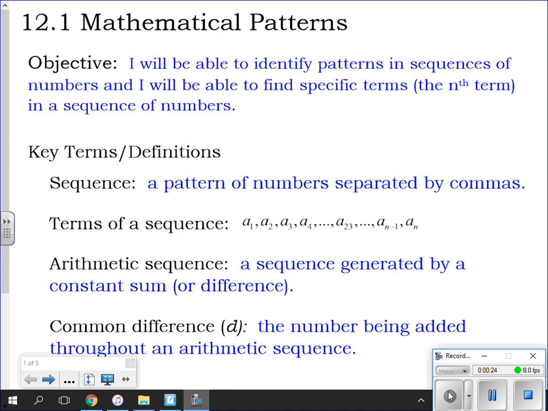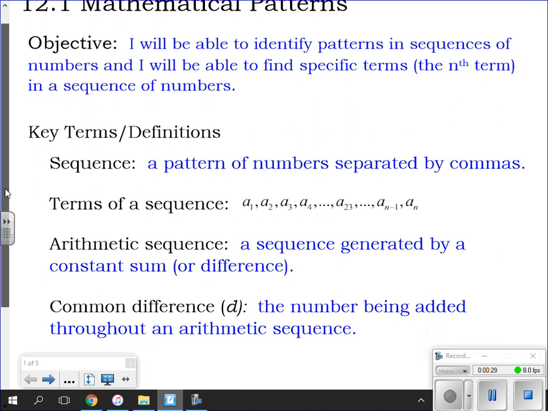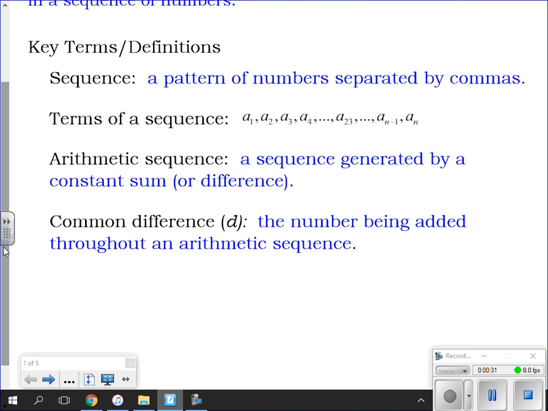So a sequence is a pattern of numbers separated by a comma. Terms of a sequence: we use the same variable for every term in the sequence. How do we separate which ones they are? We use subscripts. A sub 1, A sub 2, A sub 3, A sub 4. So A sub 1 is the first one, A sub 2 is the second one, A sub 3 is the third one, and so on and so on. A sub 23 is the 23rd one in the sequence.